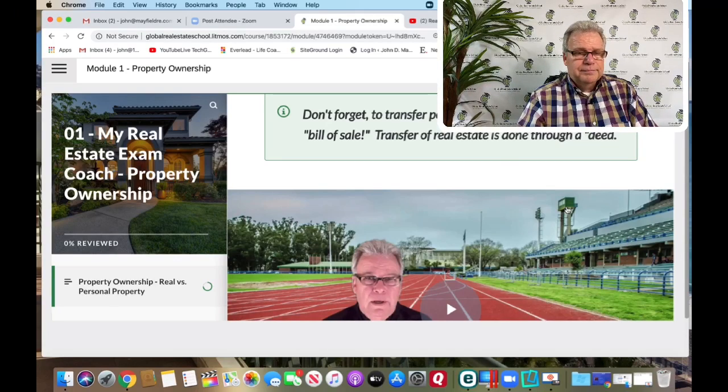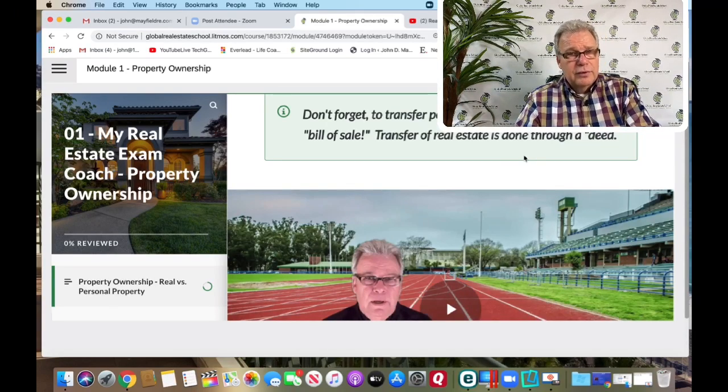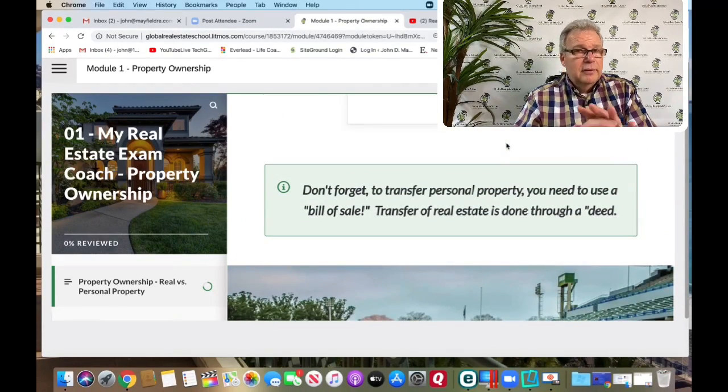Now, this right here in the green box, a lot of times I've seen this question in the past. How do you transfer personal property? Through what is called a bill of sale.